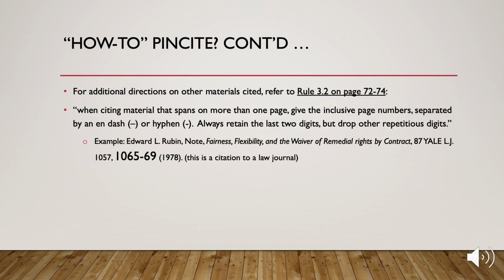Pincites are also used for other cited materials that you will cite in your legal document. Refer to Rule 3.2 of the Bluebook on pages 72 through 74 for additional directions. When citing material that spans more than one page, give inclusive page numbers separated by an en dash or a hyphen. Always retain the last two digits, but drop other repetitious digits. For example, when we're citing the Edward L. Rubin note, we cite pages 1065 through 69. We drop the 10. This is a citation to a law journal.